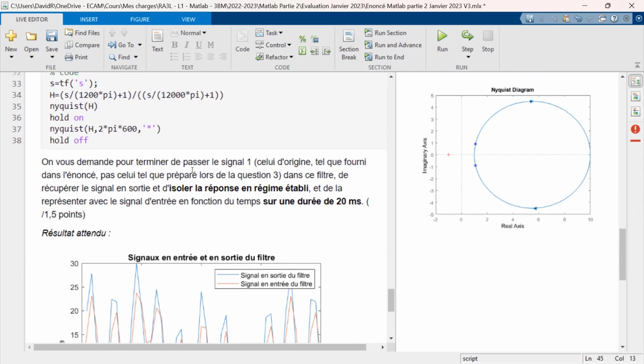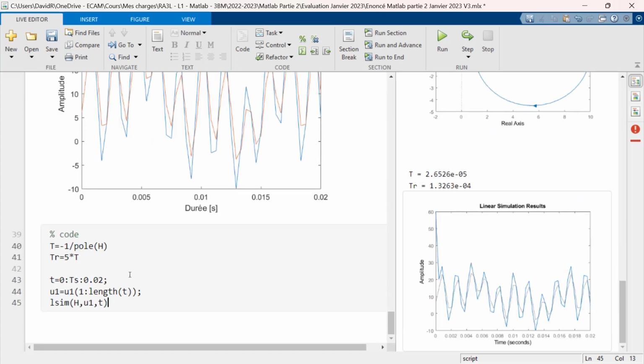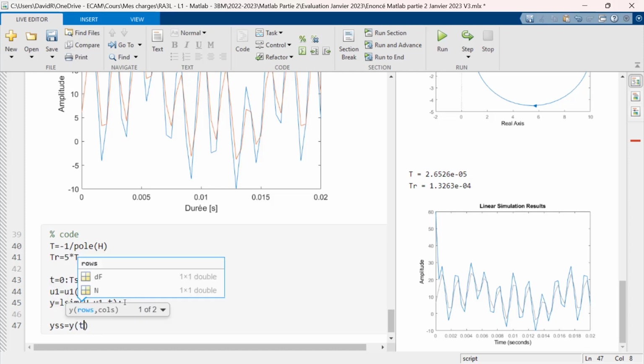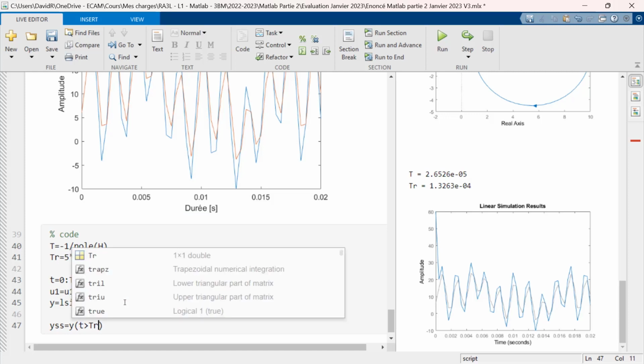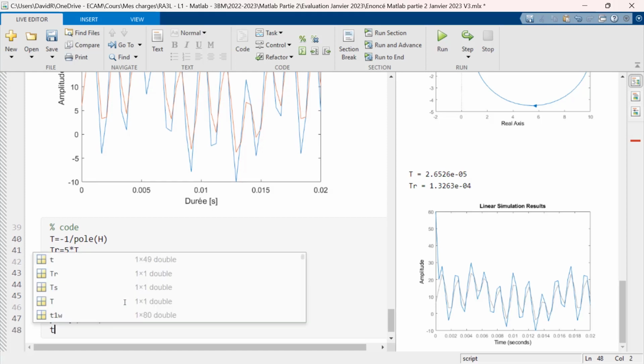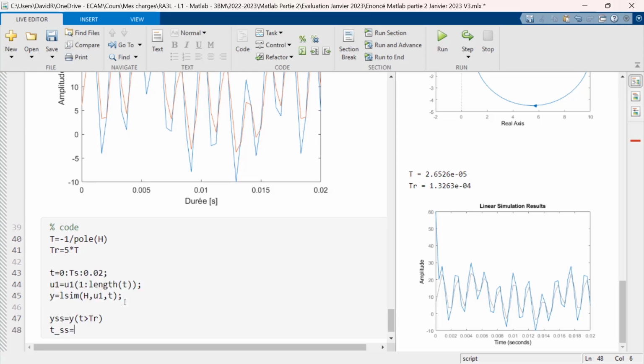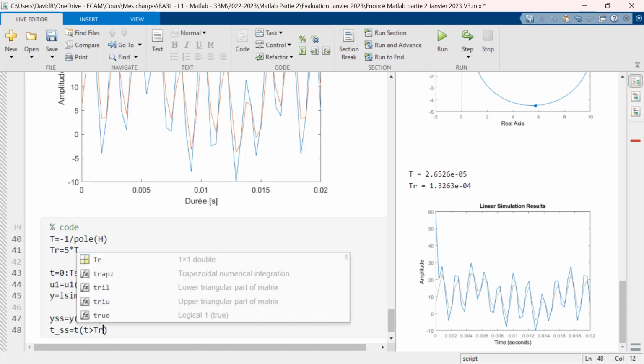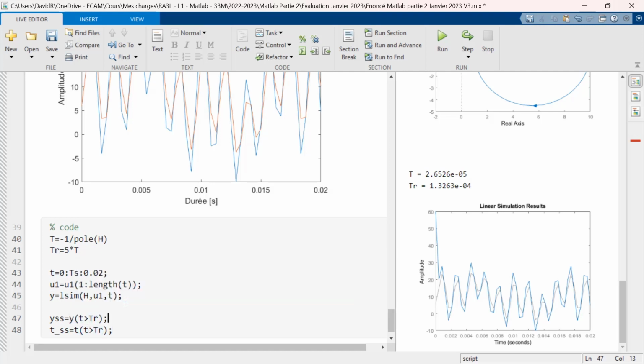Or, dans la question, on nous précise ici qu'on voudrait bien récupérer le signal de sortie et isoler la réponse en régime établi. Donc, qu'est-ce qu'on va faire? On va venir stocker le résultat qu'on a obtenu dans un vecteur y, et puis on va pouvoir dire que y en régime établi, c'est y si jamais le vecteur temps est supérieur, ici, à la durée du transitoire. On va également pouvoir dire que le vecteur temps en régime établi, c'est notre vecteur temps, et à nouveau, si jamais on se retrouve de la même manière avec le temps qui est supérieur au transitoire. C'est la même chose que ce qu'on a fait pour y juste avant.